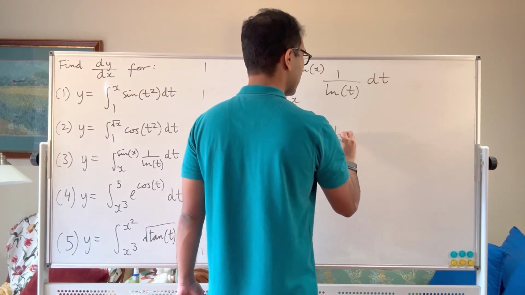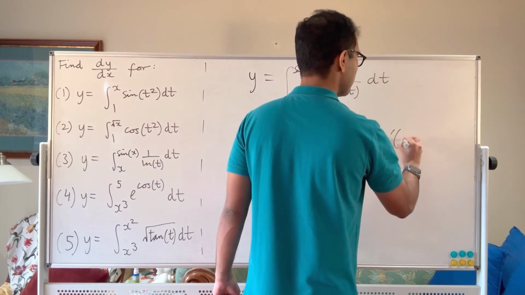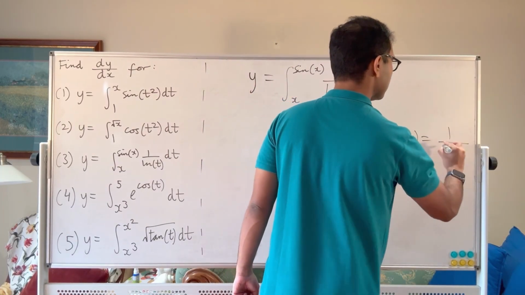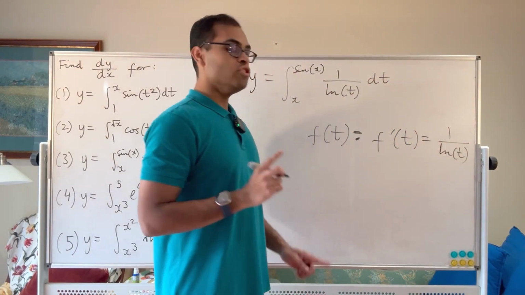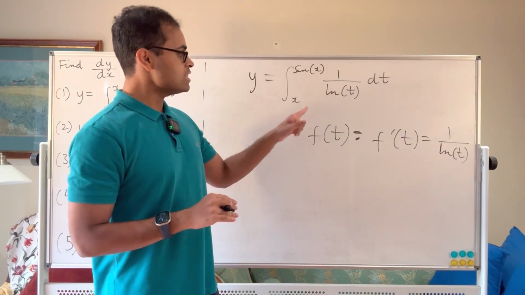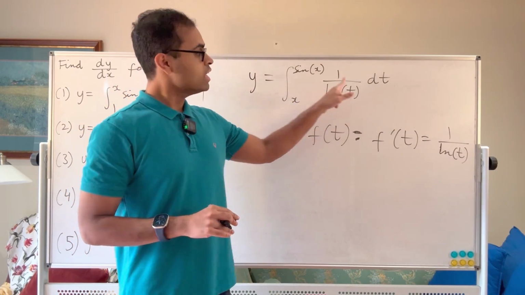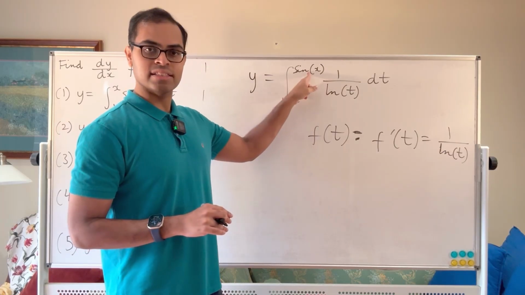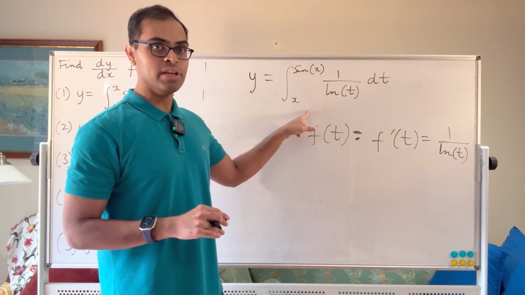Okay, so we call it f of t, and we know that f prime of t is equal to 1 over the log of t. The derivative of f of t is 1 over the log of t. And notice just before we get further that this integral is the integral from x to sine x of 1 over log t dt. Now there are 2 functions of x, one in the upper limit and one in the lower limit. Okay, so we're going to have to be careful here.